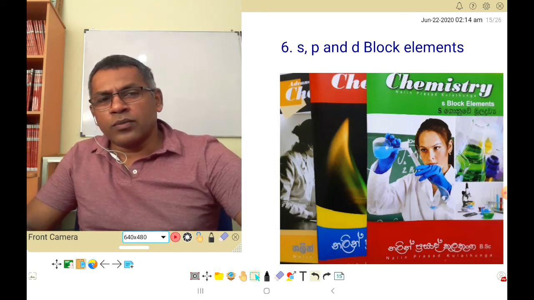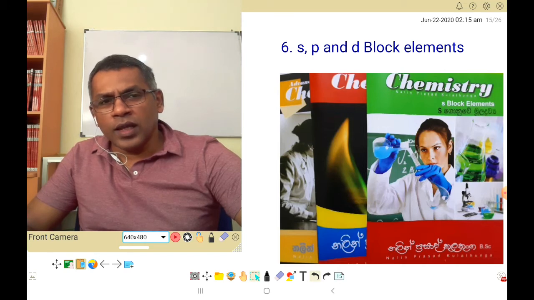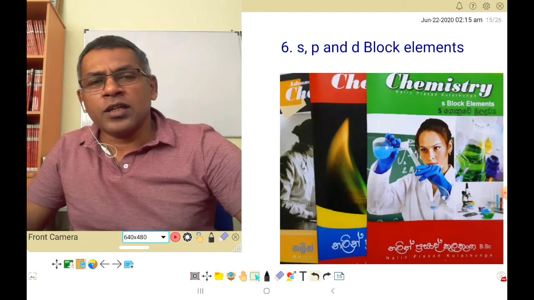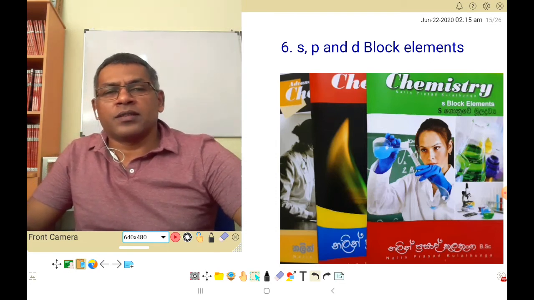The groups from 3 to 12 are called the D block, and the P block is the one that comprises group 13 up to group 18. 13 to 18 is the P block. So we will be learning about the chemistry of these group elements in the 6th unit.